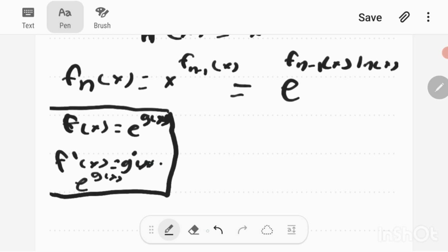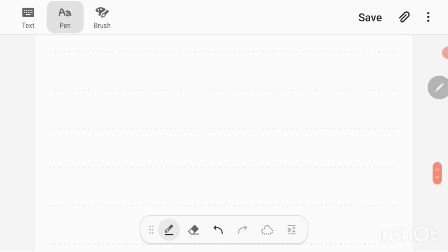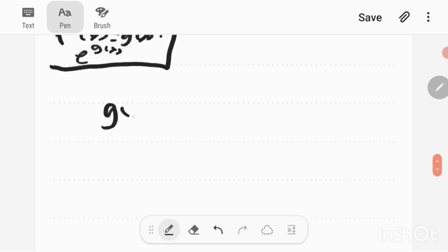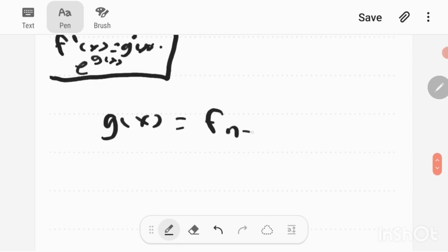And we're going to use that identity, you could say, for differentiation over here. Since we now have it in the form of e to the power some function, we can define our g of x to be that power over there, f_{n-1}(x) ln x. That is our g of x.